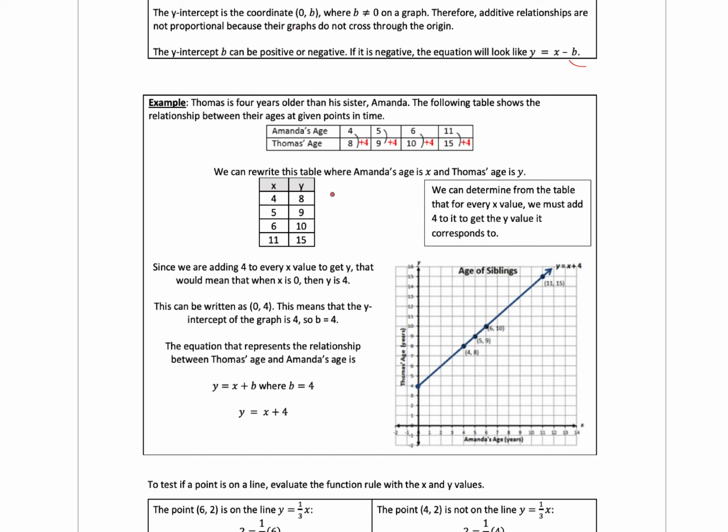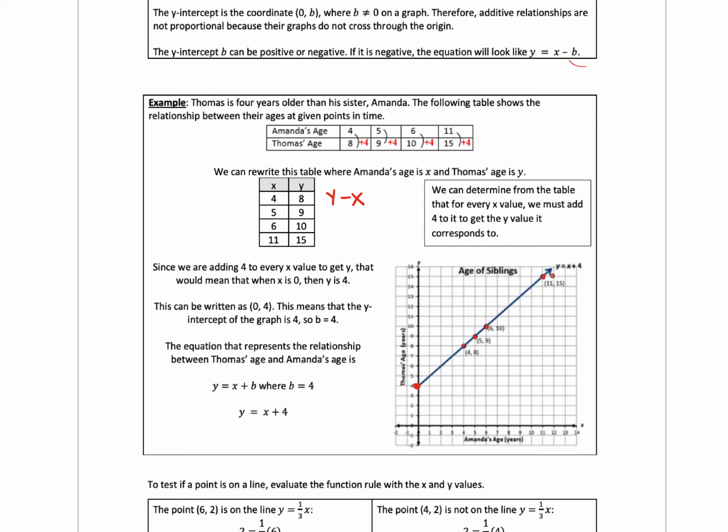To figure out the y-intercept, we do y minus x here. We can check all of our y minus x. 8 minus 4 is 4, 9 minus 5 is 4, 10 minus 6 is 4, and 15 minus 11 is 4. So that means our y-intercept here is going to be 4. It's crossing through the y-axis at 4 here. We can put the rest of our points from the table right onto this graph to get our line.